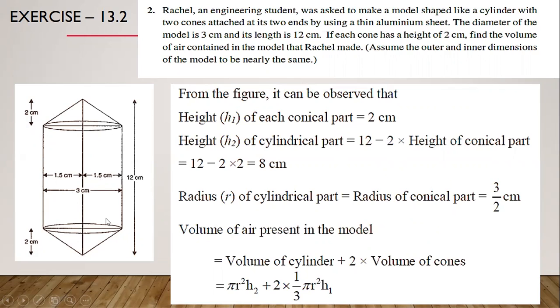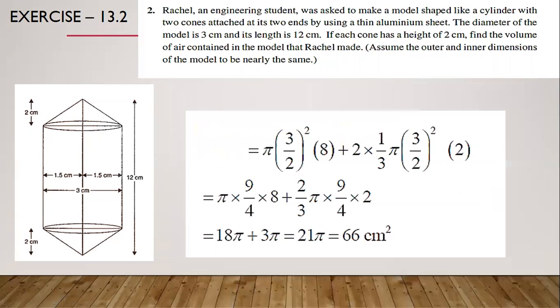Now radius of the cylindrical part and the conical part will be the same, which is 3 by 2 or 1.5 centimeter. Now volume of air present is what we are asked to find, and it's given that outer and inner dimensions are almost the same. So we don't have to consider the thickness, just the values that are given here. So volume of air will be volume of cylinder plus 2 times volume of cone because there's one top and bottom. So pi r square H2 for the cylinder plus 2 times 1 by 3 pi r square H1 for the cones.